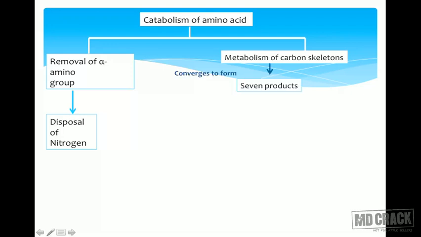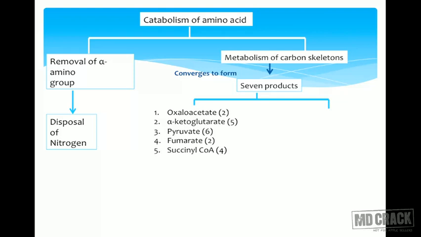We come to the metabolism of the carbon skeleton. I told you about glucogenic and ketogenic. Now all this metabolism can result in the formation of 7 products. They all converge to form 7 products. Which are they? This makes your job easier. Only 7 are there. These are oxaloacetate: 2 amino acids form oxaloacetate, 5 amino acids form alpha-ketoglutarate, 6 form pyruvate, 2 form fumarate, and succinyl-CoA by another 4.